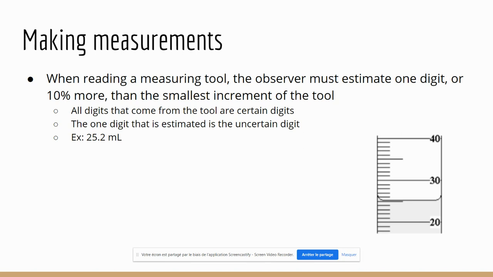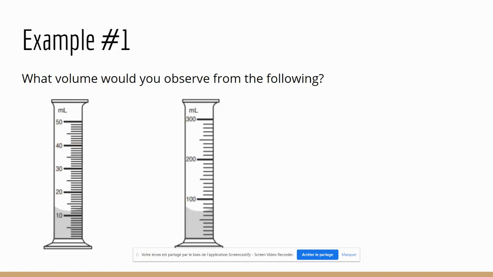So I would say that that is 25.2 milliliters. You might say that it's 25.3, and that would also be correct. You could say that it is 25.1, and that would also be correct. If you think something is exactly on the zero, let's just say pretend that that line was right on the 25, you would say 25.0. Pause here.